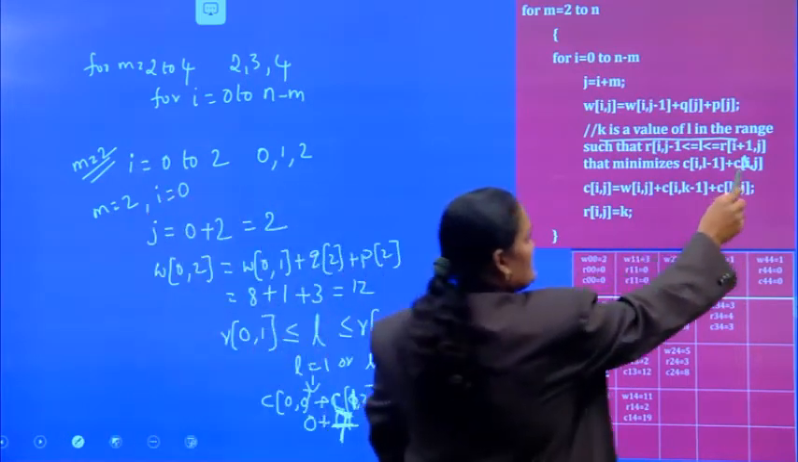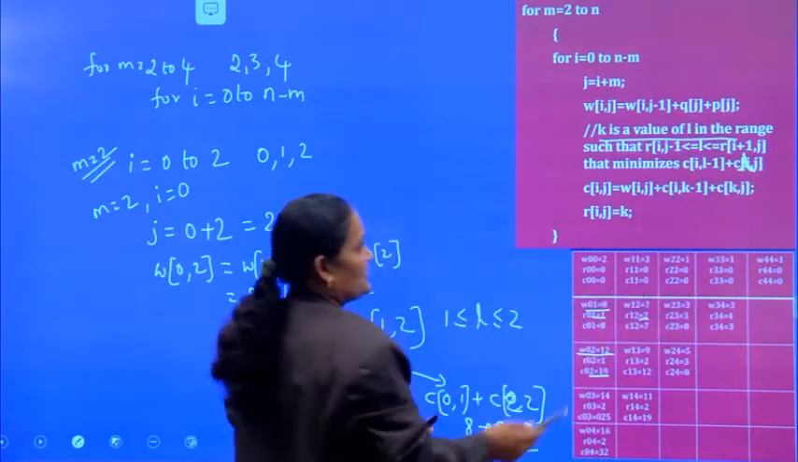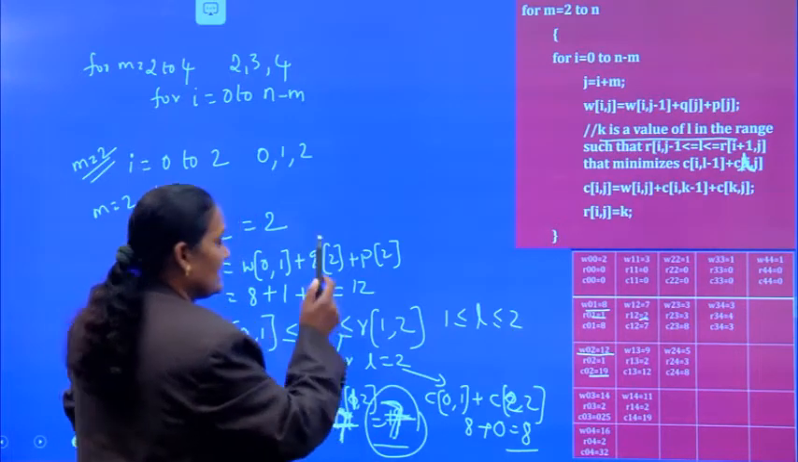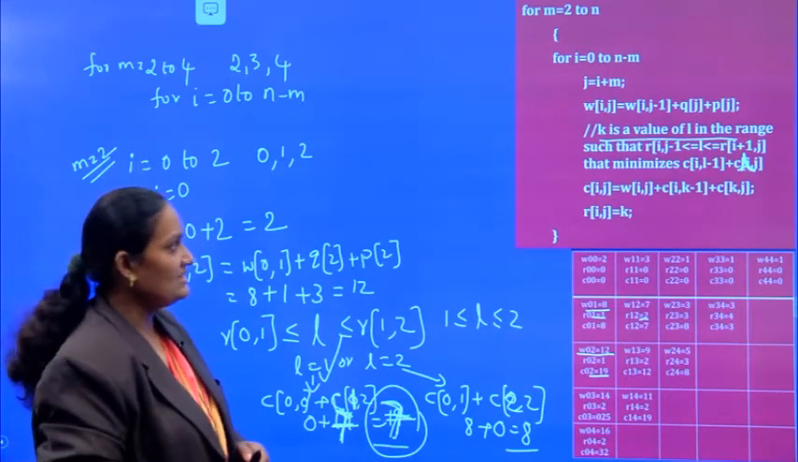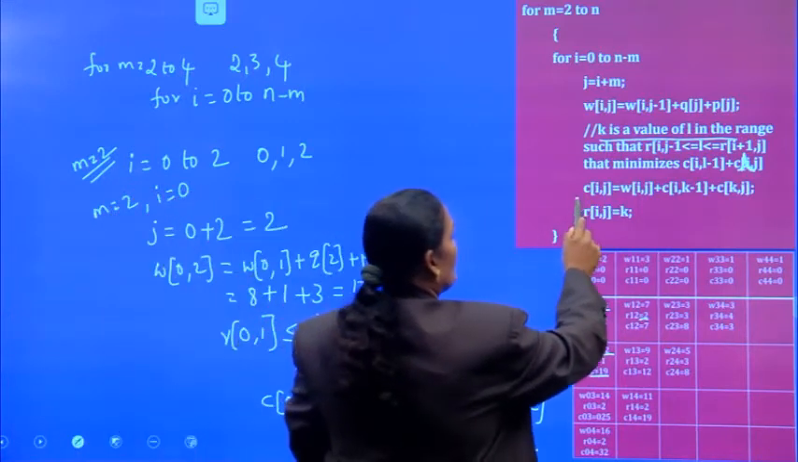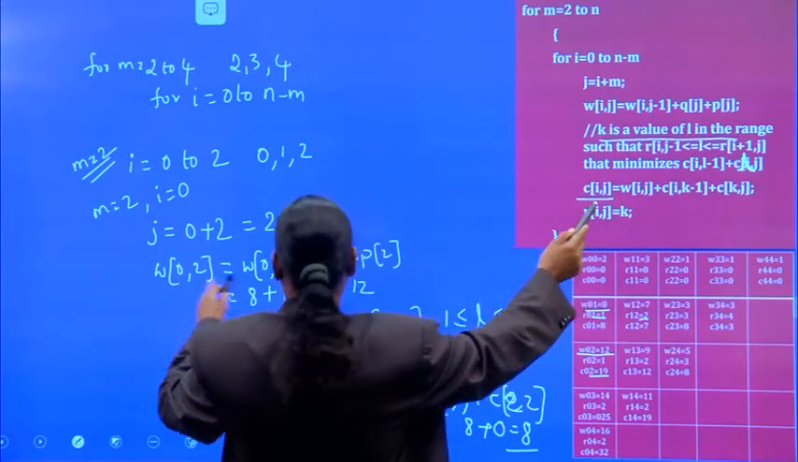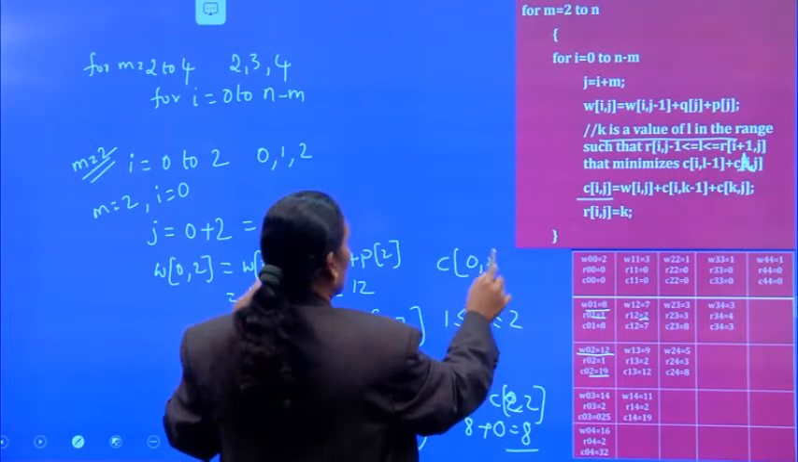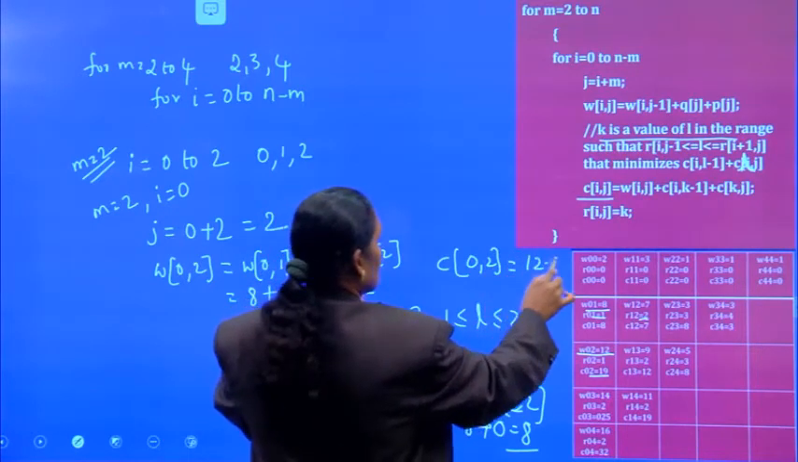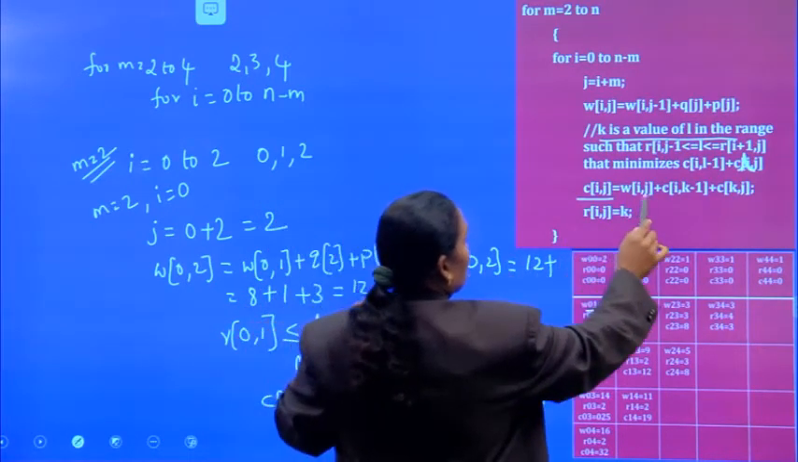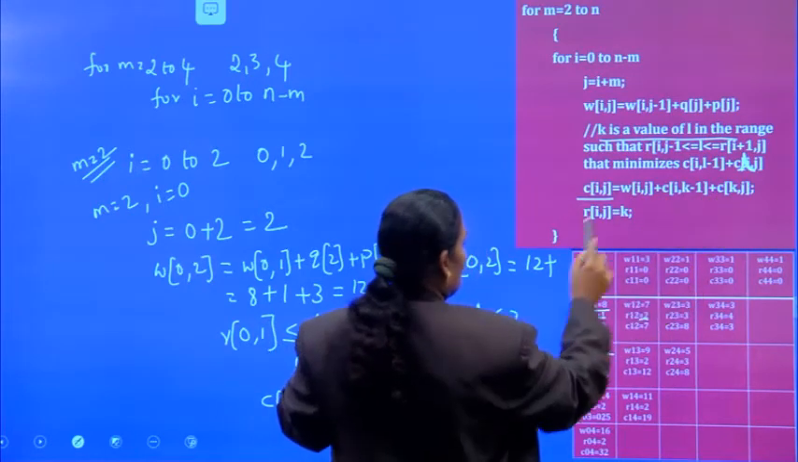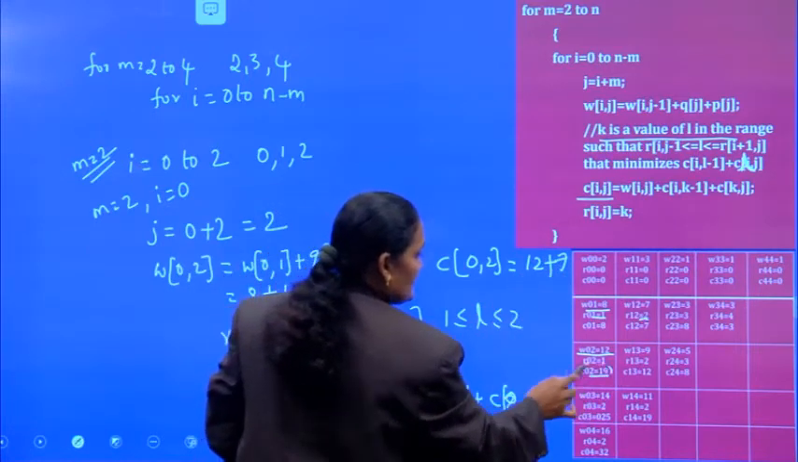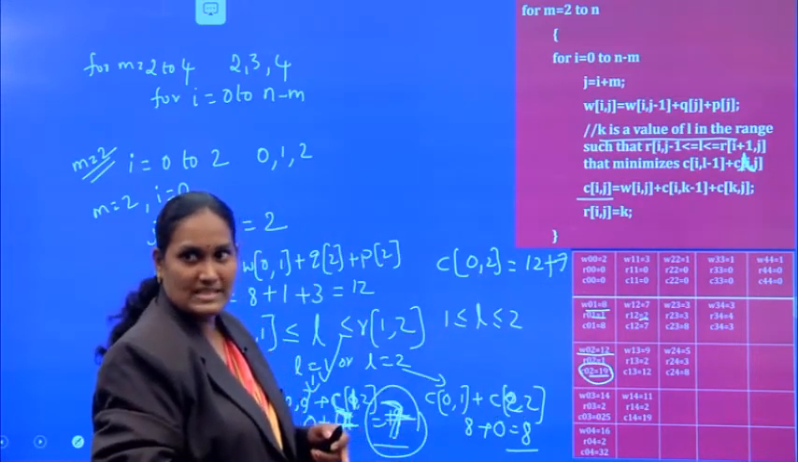Here you remember this. This is not I. This is L. C LJ. Okay, right. Here since this gives minimum value, we need to consider K as 1. So here what is cost of ij? Wij. Here I already calculated wij, which is nothing but cost of ij, that is 02 is equal to w02, which is nothing but 12 plus the minimum cost that we calculated. Here the minimum cost that we calculated is 7. 12 plus 7, which is nothing but 19. Here cost of 02 is 19.